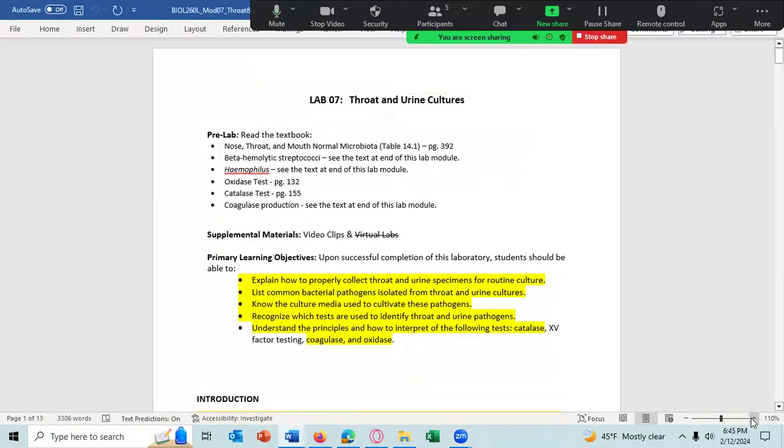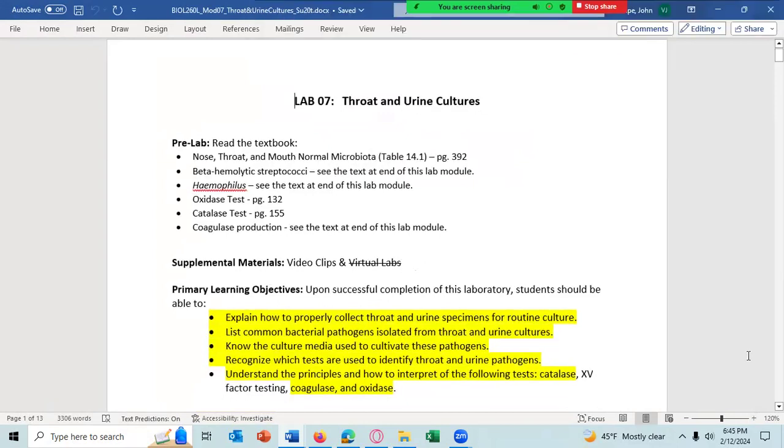Let me blow this up a little bit so I can see it a little easier. On the learning objectives, 1, be able to explain how to properly collect throat and urine specimens for routine laboratory culture. 2, list the common bacterial pathogens isolated from the throat and the urine cultures.